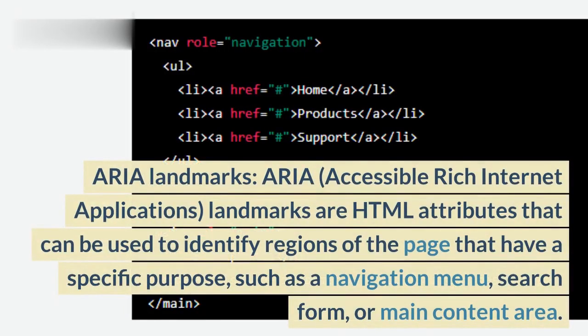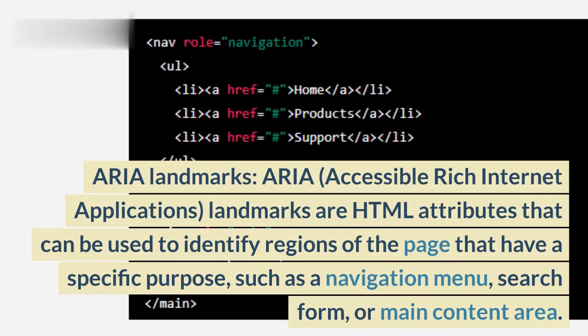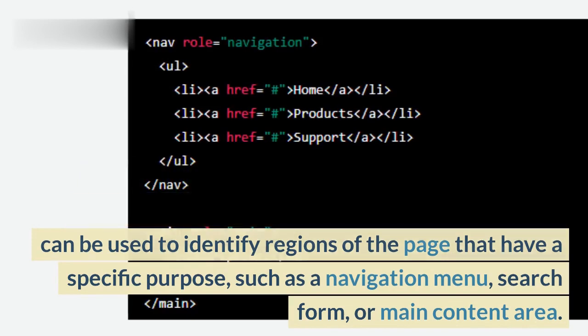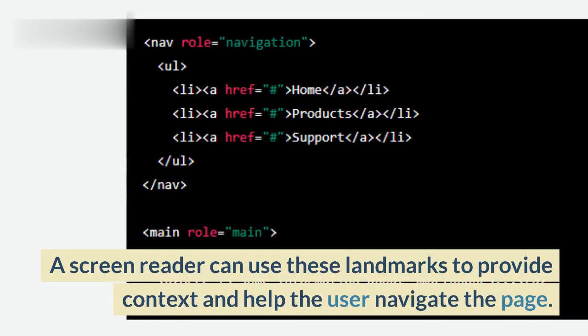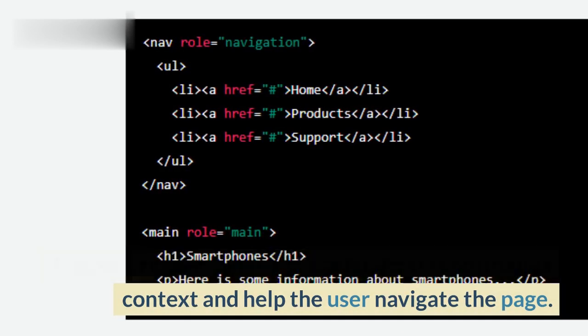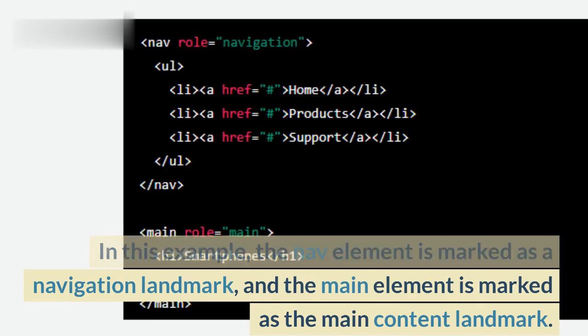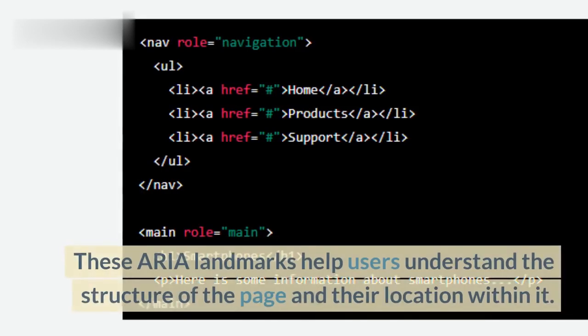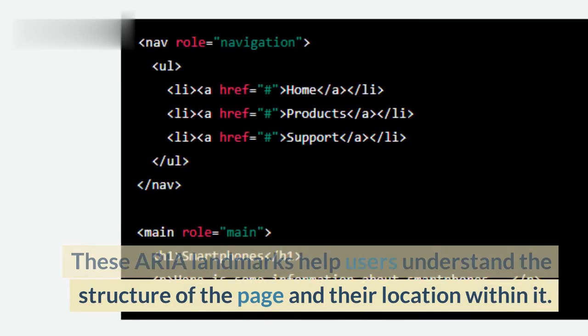ARIA landmarks. ARIA, Accessible Rich Internet Applications. Landmarks are HTML attributes that can be used to identify regions of the page that have a specific purpose, such as a navigation menu, search form, or main content area. A screen reader can use these landmarks to provide context and help the user navigate the page. In this example, the nav element is marked as a navigation landmark, and the main element is marked as the main content landmark. These ARIA landmarks help users understand the structure of the page and their location within it.